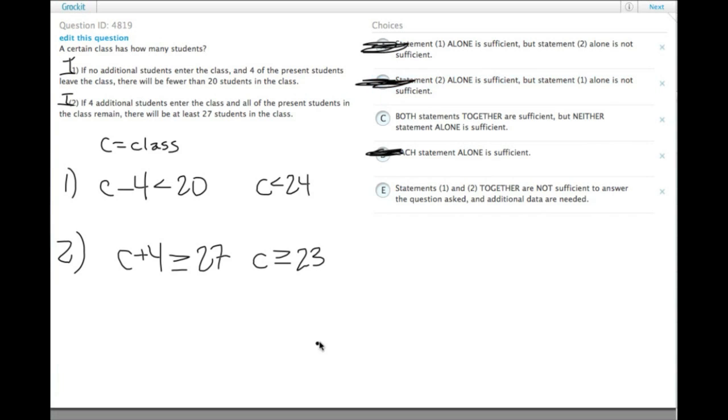If we use the 2 in conjunction, though, we know that C is less than 24, but in turn greater than or equal to 23. The only way for it to be greater than or equal to 23, it can't be greater than 23 because it would have to be 24. Students are measured as integers, or as whole numbers, actually. So we can't have more than 23 but fewer than 24 students. The only option is if there are exactly 23 students in the class. The 2 statements together are sufficient to answer the question. Answer choice C.